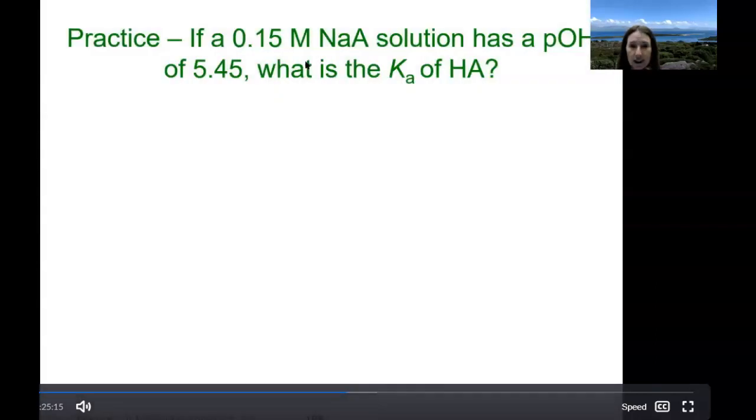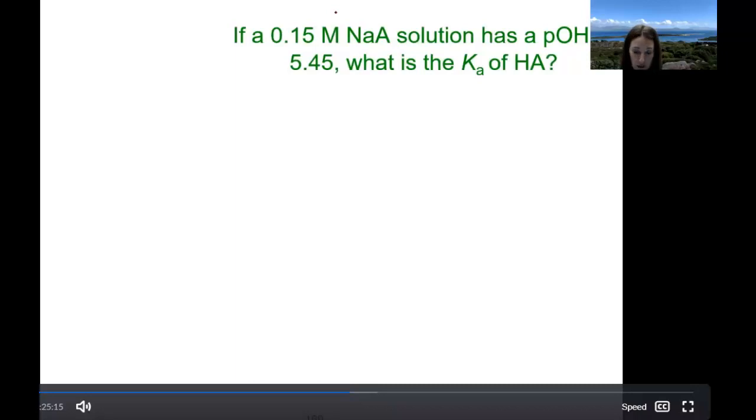Not that these weren't fun. Okay, what's NaA? I don't know. If a 0.5 molar NaA solution has a pOH of 5.5, what is the Ka of HA? Whoa, okay. The first thing we need to do: what is NaA? Well, Na comes from NaOH, so I don't care about Na. It does not matter to me.